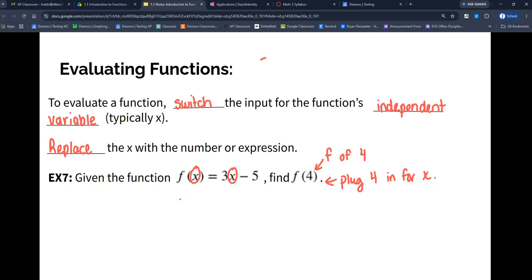Now, this part right here, f of 4, is not anything you're going to do any work with. This is just a label showing that you plugged in 4. Technically, you could leave it off and still get the right answer, but it's just good math practice to label it so you're showing whoever is looking at this that you were plugging 4 into the f function. And then you're going to have 3 where we're taking that x out. We're going to put a 4 with some parentheses around it, minus 5.